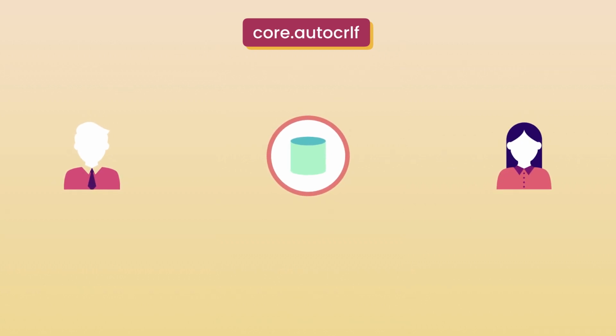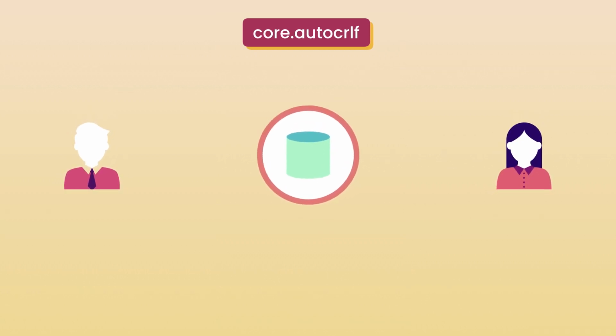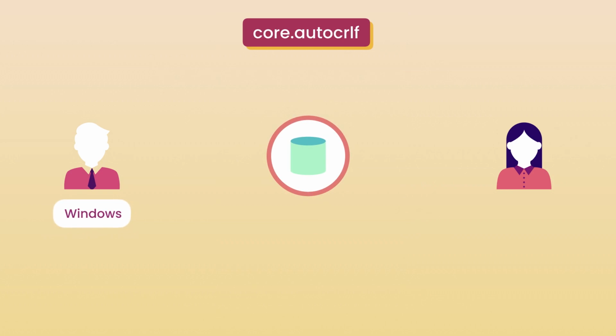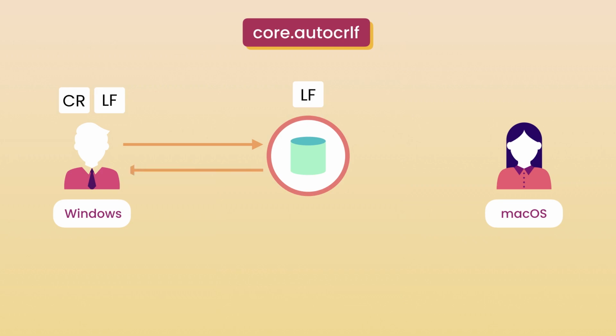So let me walk you through a real scenario. Let's say we have 2 people here, John and Julie, working with the same repository. John uses a Windows machine, Julie uses a Mac. As I told you, on Windows, end of lines are marked with carriage return and line feed. So when John wants to check in his code into the repository, Git should remove the carriage return character from end of lines. Similarly, when he checks out his code from the repository, Git should update end of lines and add the carriage return character. To achieve this behavior, we should set this property to true.